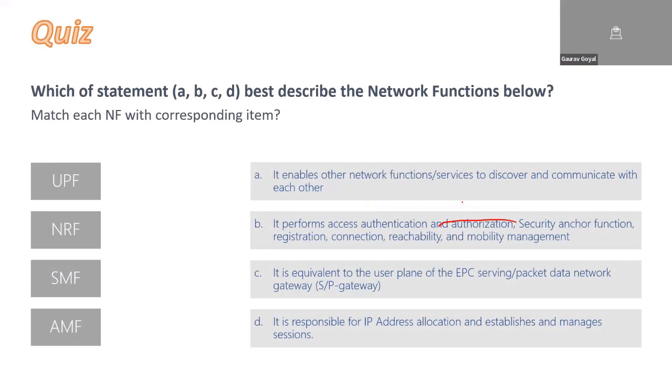Now let's see, can you match these terms like UPF, NRF, SMF, and AMF? Okay, nice. You can see that NRF enables other network functions. Then we have AMF, which performs authentication and authorization. Then we have UPF, which is equivalent to the user plane of the EPC. And then we have SMF, which is the only function for IP.